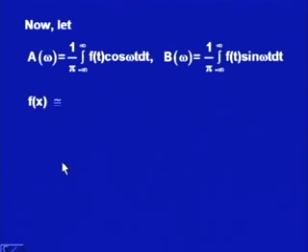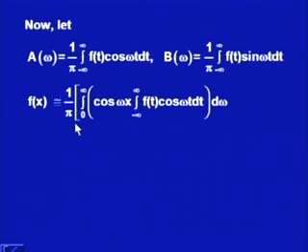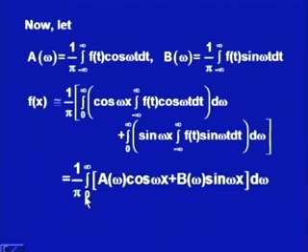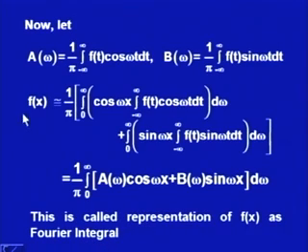Then rewriting the function, f x we could write as 1 upon pi times the integral. This inside integral is a function of omega, so a omega, and the other inside integral is b omega. So what we would get, rewriting, is 1 upon pi times the integral from 0 to infinity of a omega cos omega x plus b omega sin omega x, integrated with respect to omega. This is called the representation of this function f x as a Fourier integral.